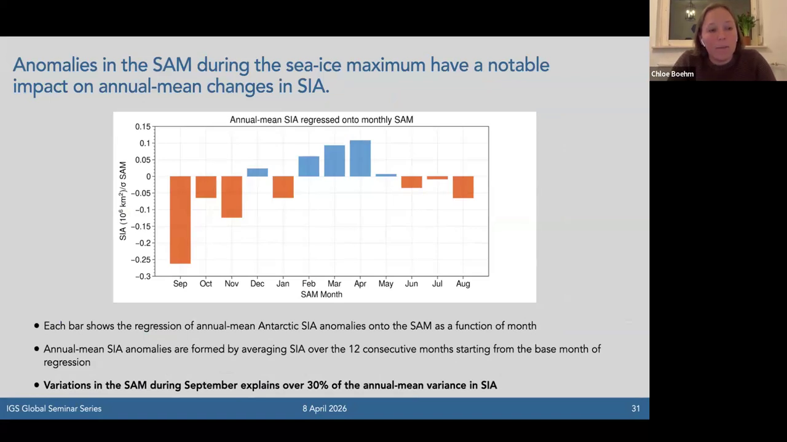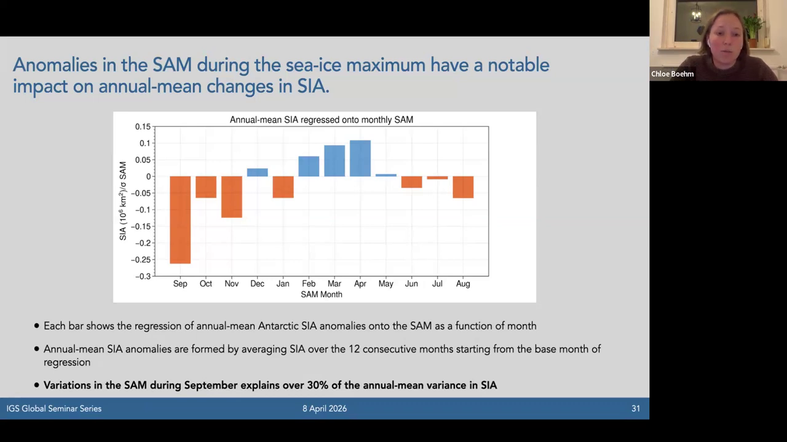Another way to highlight the relative impact of different months of the SAM on the following year of sea ice is this bar graph here. Each bar is a different month of the SAM that we're regressing the following year of sea ice onto. For example, the September bar is September to the following August annual mean sea ice regressed onto the September SAM, versus the February bar, which would be February until the following January sea ice regressed onto the February SAM. This is just a way to look at how much each month of the SAM impacts the following year of sea ice.